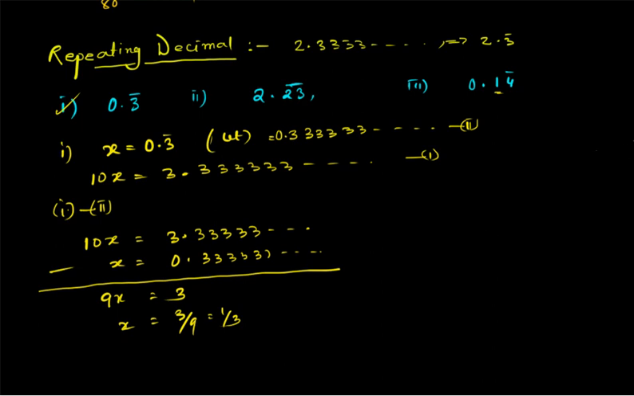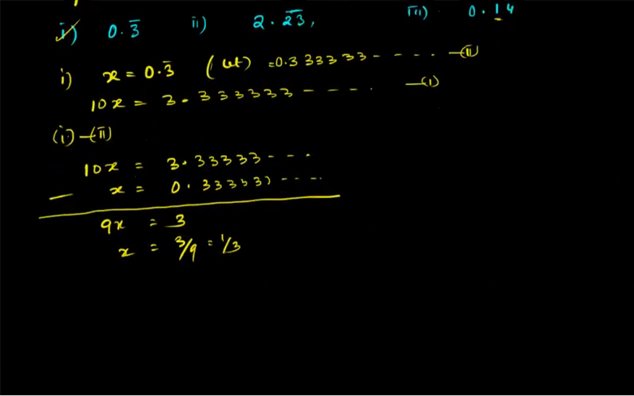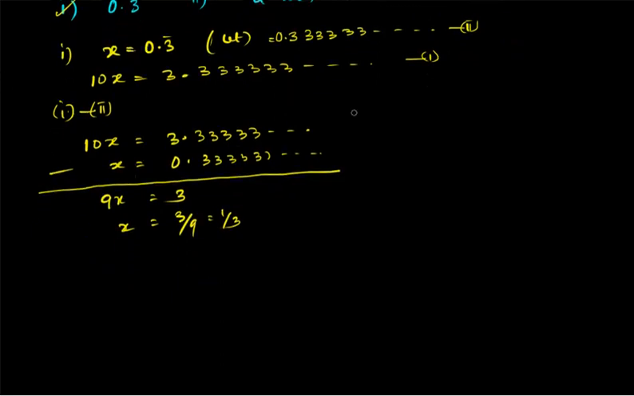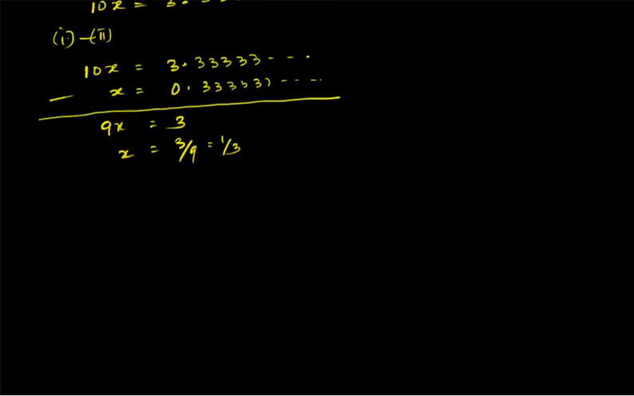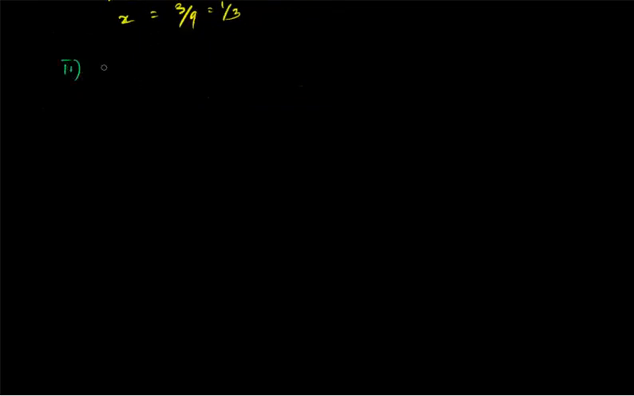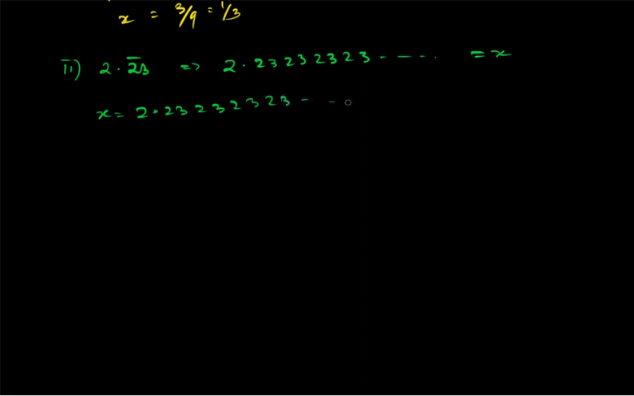Let's do the second one. Otherwise, you can just pause the video and repeat that section, the first question once again, and then I recommend you go for the second one. The second one is given as 2.23 bar. That means it can be written like 2.23, 23, 23, 23, and so on, and I'm taking that as x. So x equals 2.23, 23, 23, 23, and so on.